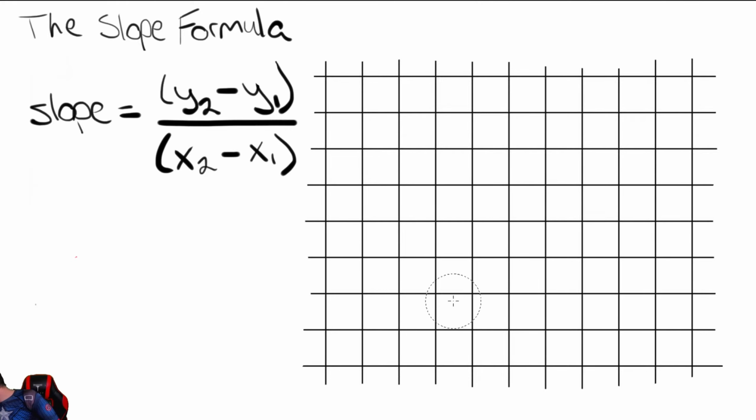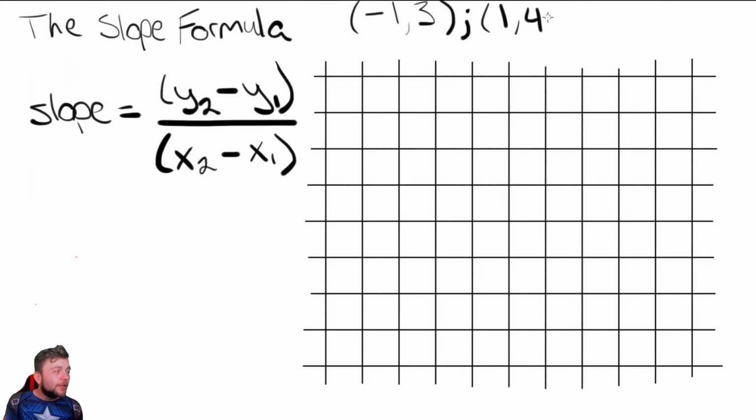So let's take a look. Let's do another 2 points. We have -1, 3, and 1 and -4. No, 1, 4, -1, 3. So our 2 points are going to be -1, 3, way up there in the top, almost off of the screen. And our second point is going to be 1 and 4. 1, 4.